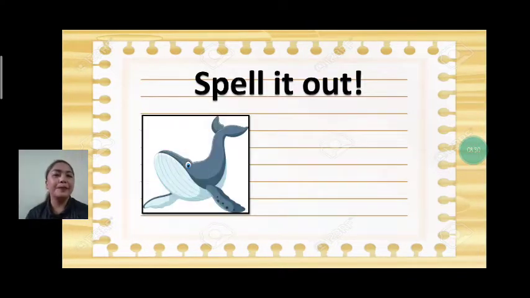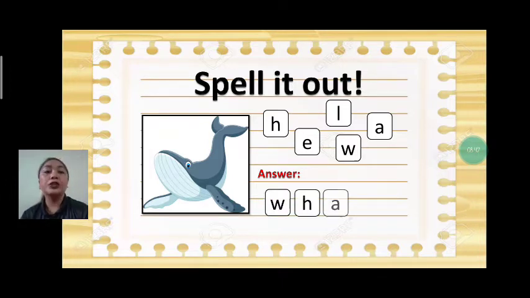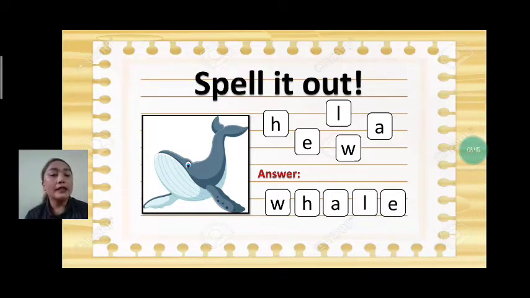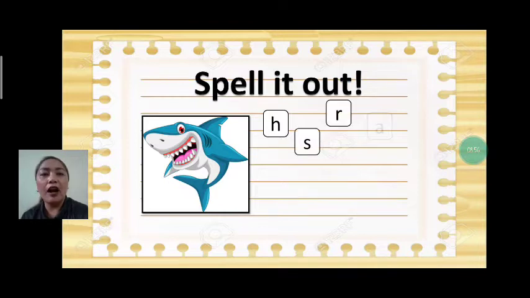Okay, next. Letters are H, E, L, A, and W. Okay, everybody, let's spell. W, H, A, L, E. What sea animal is it? Very good. Whale. Next. The letters are H, S, R, A, and K.